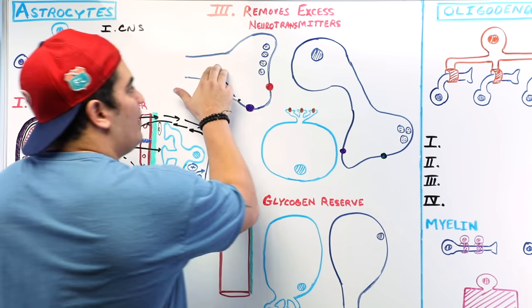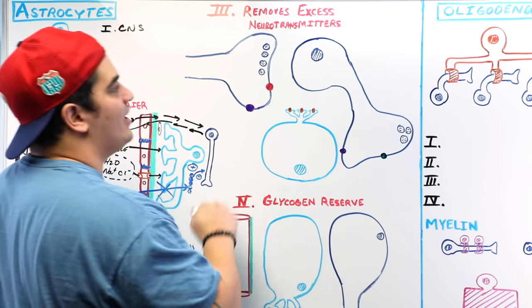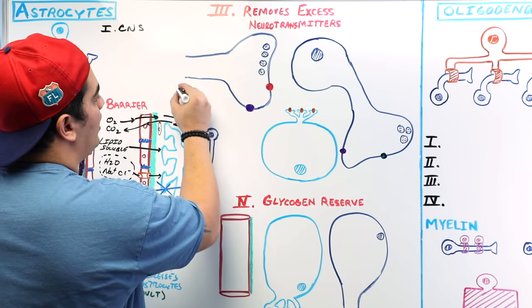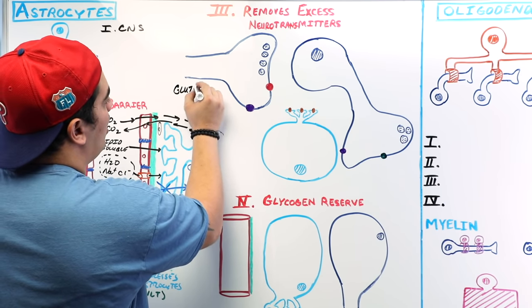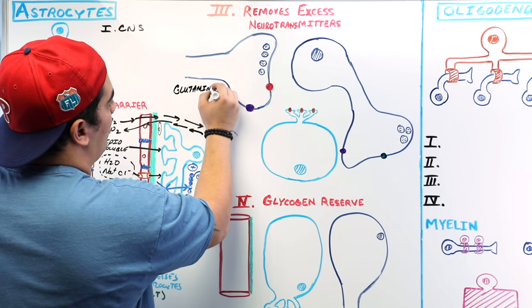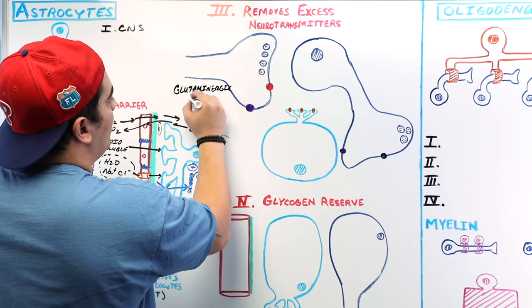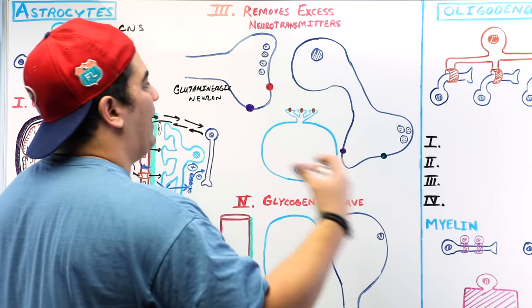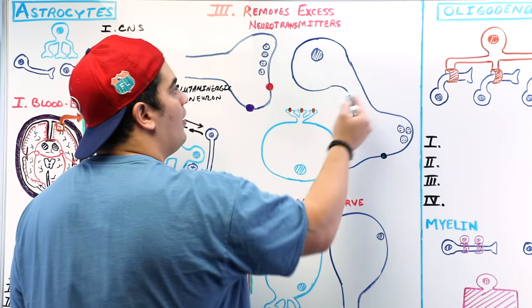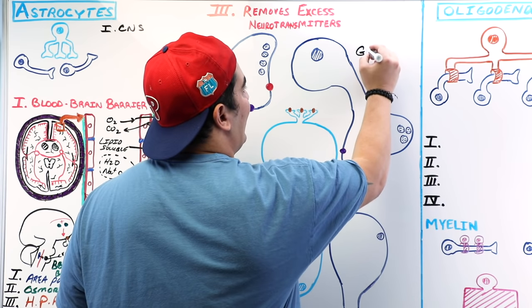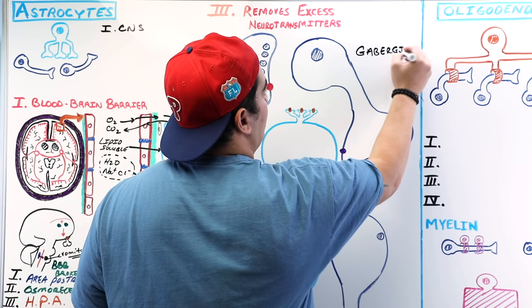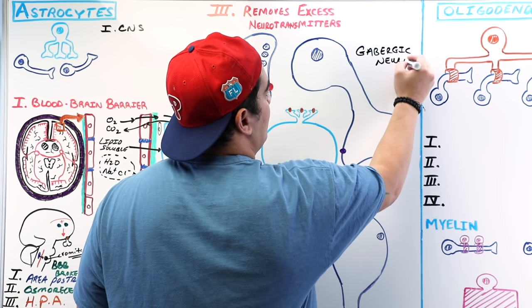Let's say here we have a neuron and here we have a neuron. Let's say there are two different types of neurons. Let's just label this neuron here as a glutamatergic neuron. What the heck does that mean? That means that it produces and makes glutamate. Now, this other neuron here, let's call this one a GABAergic neuron. Okay, GABAergic neuron. That means that it produces GABA.